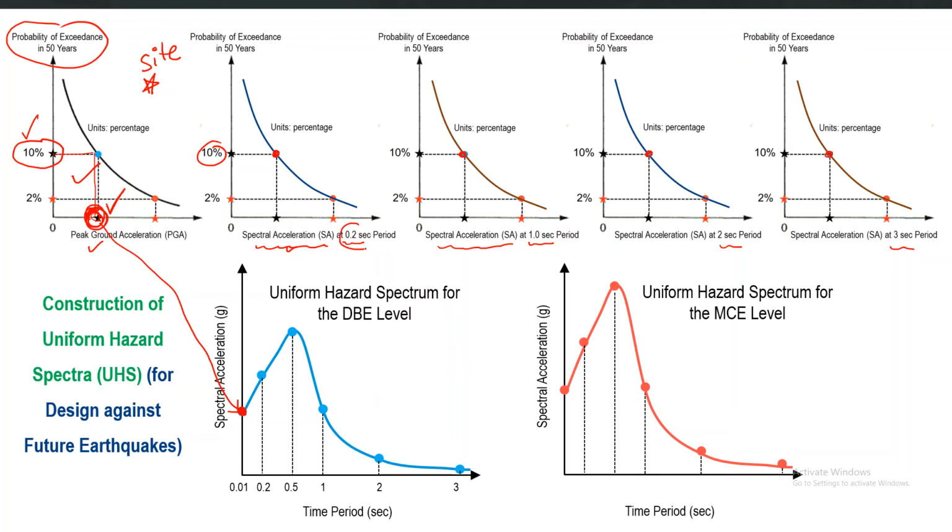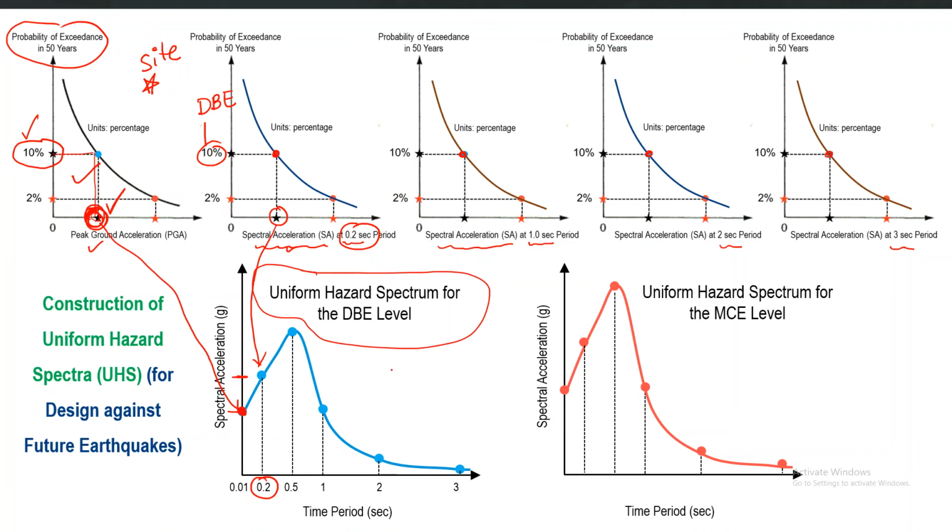Then at 0.2 second, corresponding to this 0.2 second, you again pick corresponding to the same hazard level, DBE level. This is the DBE level. You go and then pick this number, and this will be your this point or this level of the spectral acceleration. Similarly, for 0.5 second, 1 second, for different time periods, spectral accelerations can be picked corresponding to a fixed definition of hazard, let's say DBE level, and you can join all those points to construct the response spectrum, the acceleration response spectrum for this DBE level.